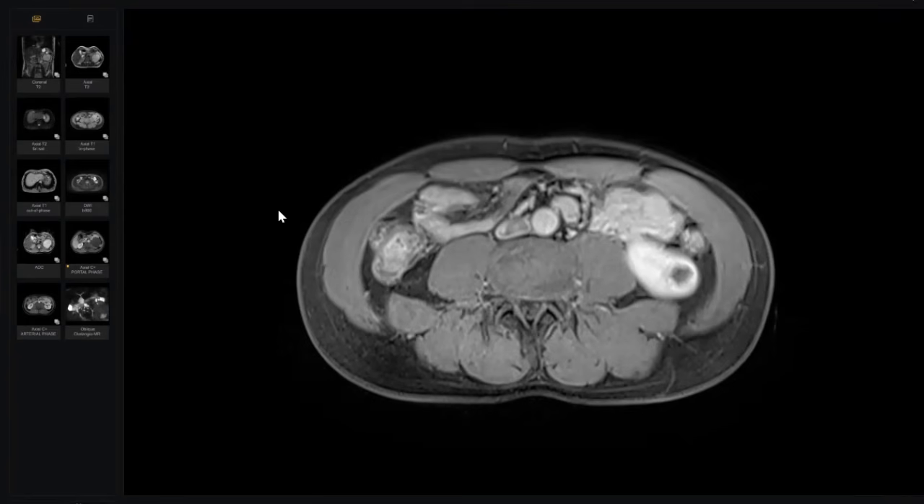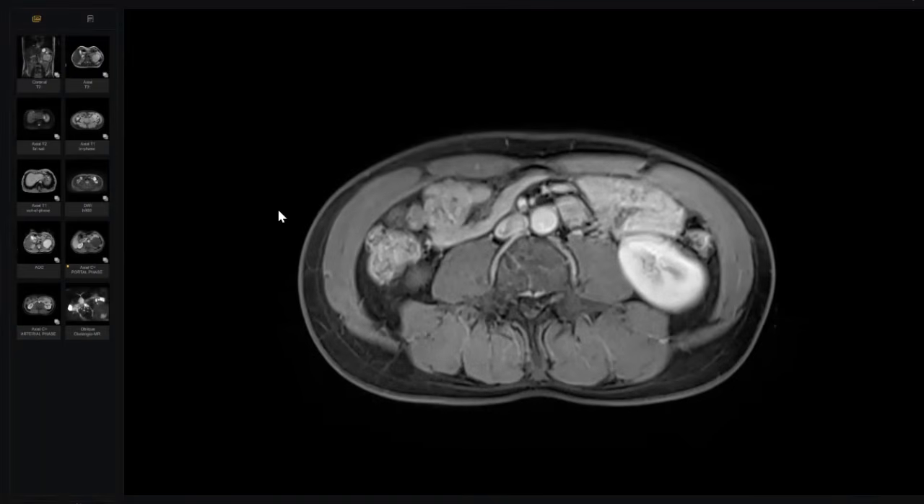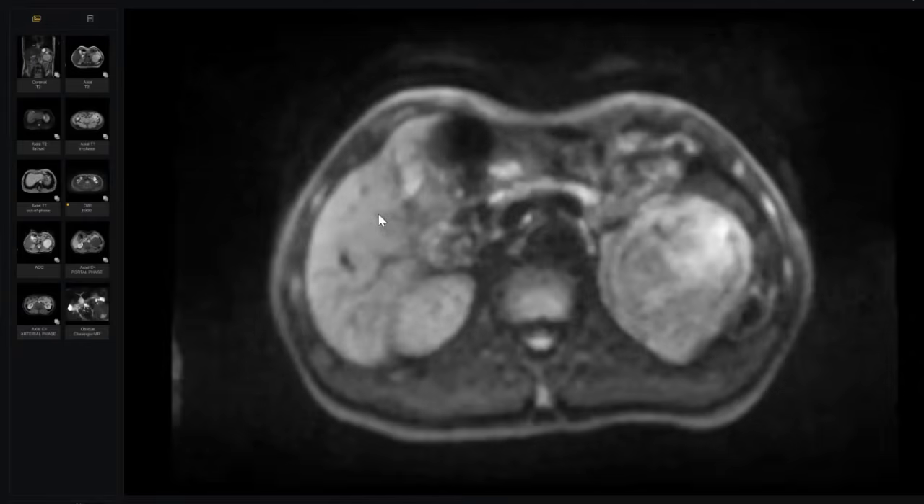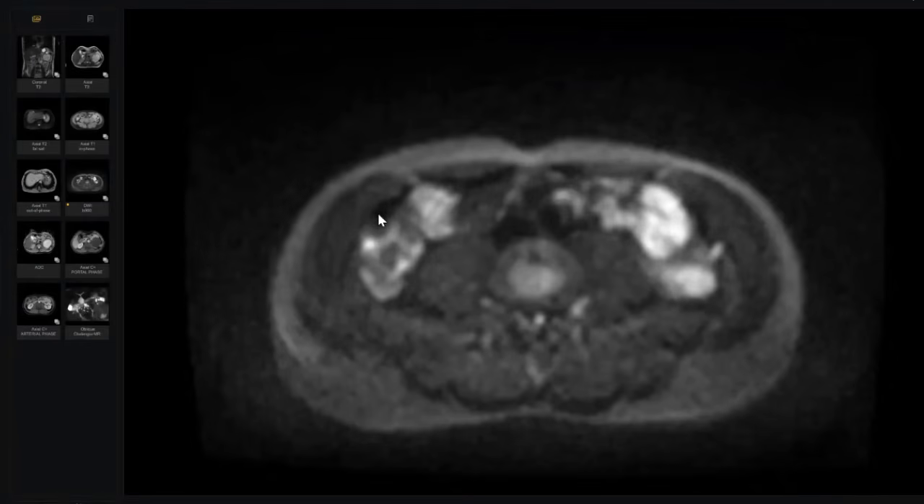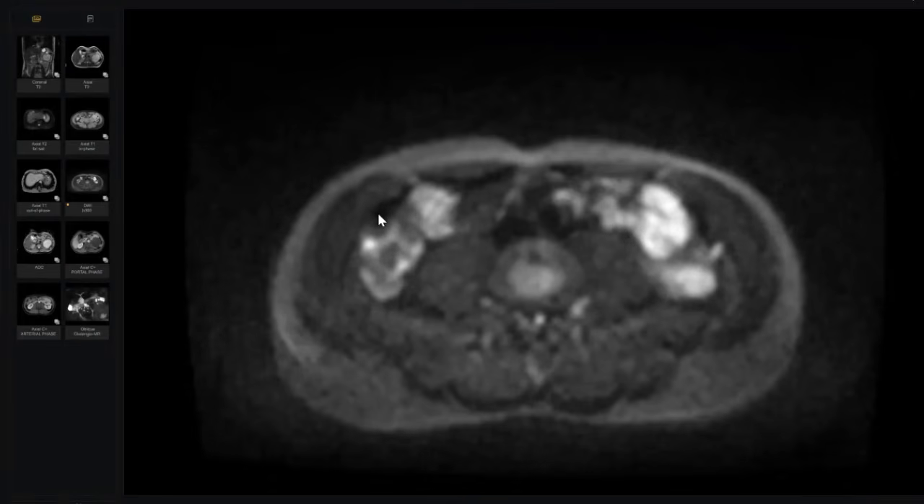What do you think? Sorry, sir, I'm not able to. I mean, sir, all I can make out is the cyst, the kidneys, and... Look here. This is diffusion. What happened for the lower cyst?